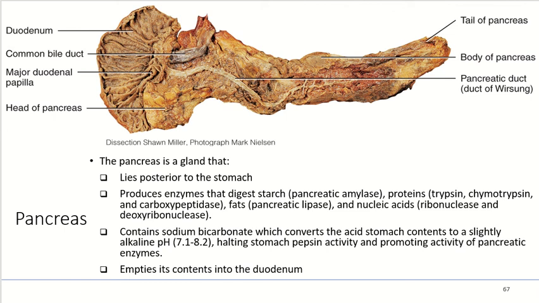The pancreas is going to contain sodium bicarb, and this is going to convert the acid that's in the stomach, or the stomach contents, to a slightly alkaline pH, somewhere between 7 and 8. And this is going to effectively halt the stomach pepsin's activity, and it's going to also promote the activity of pancreatic enzymes. The pancreas is going to empty its contents into the duodenum, which is the very beginning part of the small intestine.